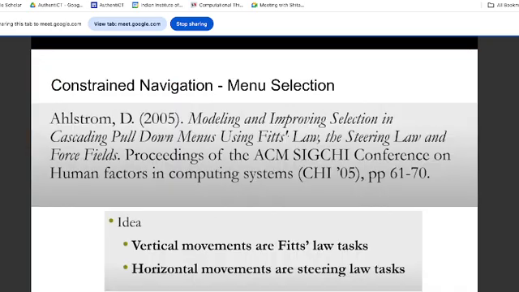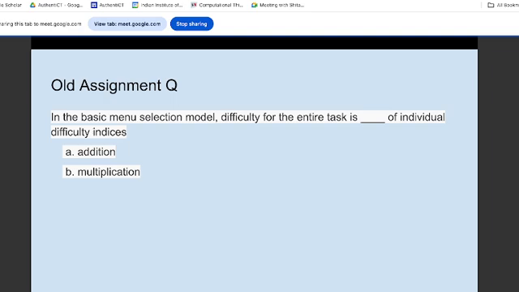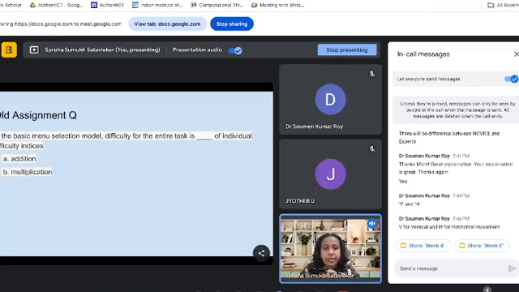So based on your understanding of this vertical and horizontal movement, if you can answer this question. In the basic menu selection model, difficulty for the entire task is dash of the individual difficulty indices. Would it be addition or multiplication?